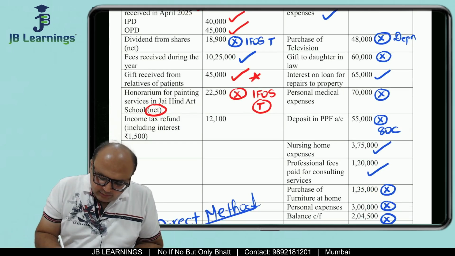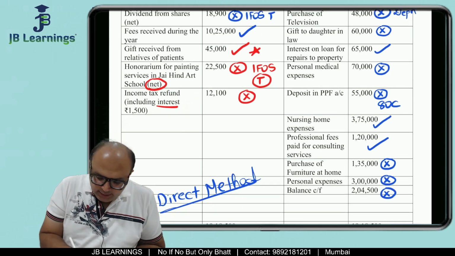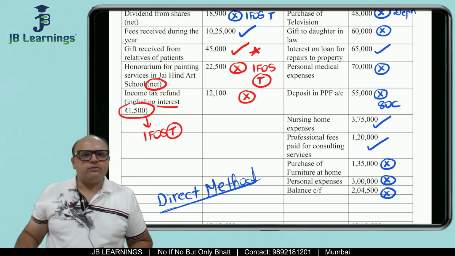All right, then income tax refund. Now this income tax refund is not my income, but it says it includes an interest of 1500. So this 1500 rupees is my income from other sources.